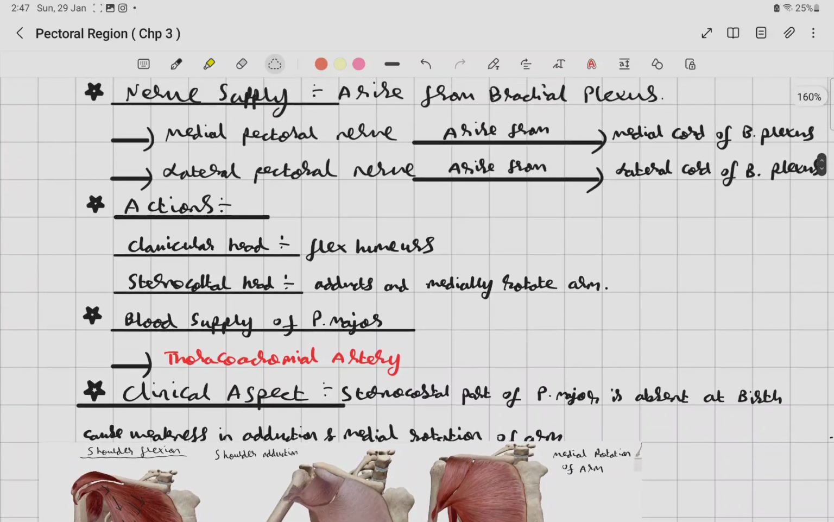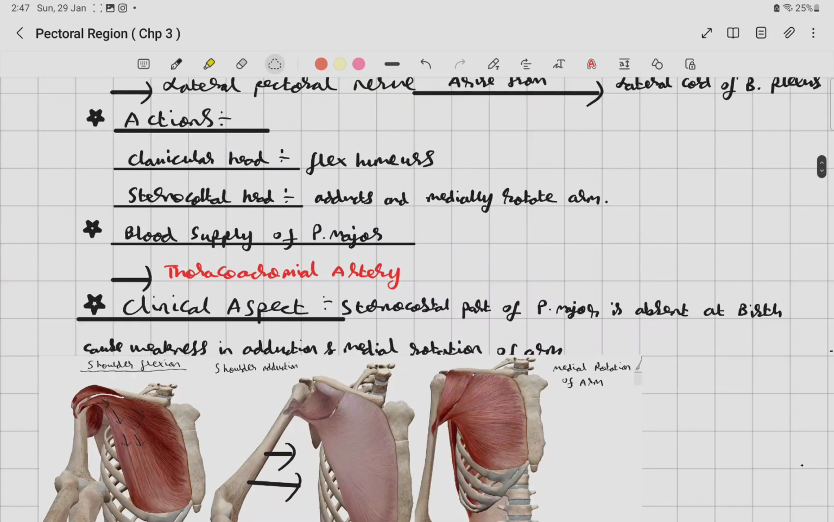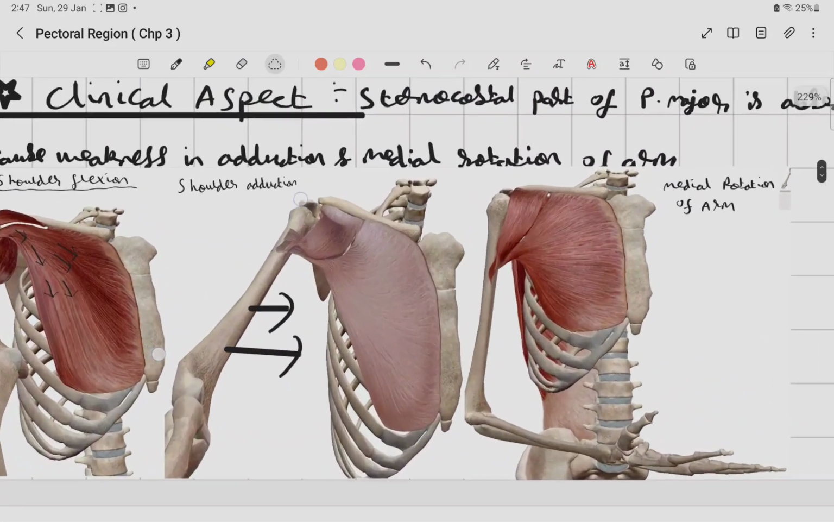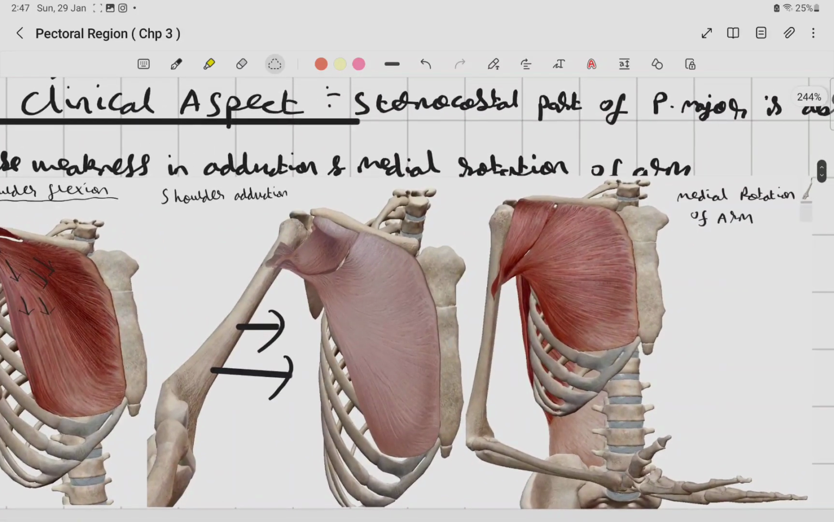Now also the sternocostal head helps in the adduction of the arm. So as you can see, shoulder adduction, that is, it moves towards the midline of our body, so that is called adduction. As the contraction happens, the shoulder adduction takes place.